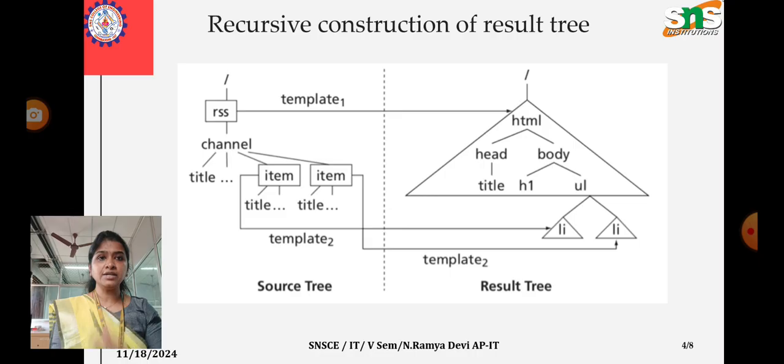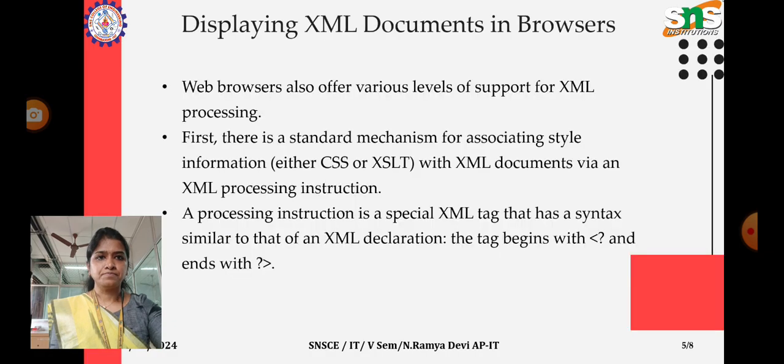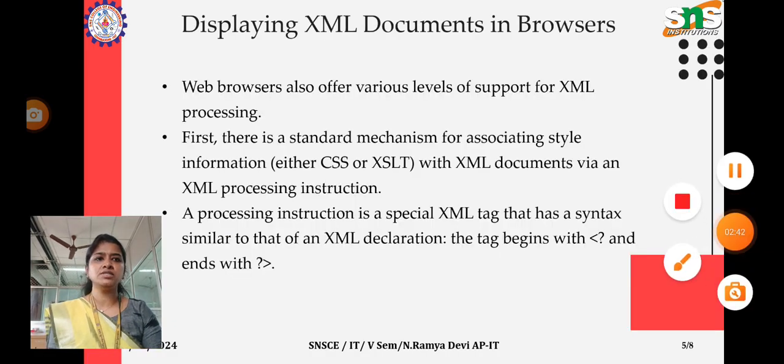So this is the recursive construction of a result tree. First we have an RSS channel, and then the title, item, and again the title has been stored; that is the source tree. The result tree would be HTML, which is divided into head and body, with the head having the title, and the body having H1 and UL, and in the UL we have the list. And this is displaying XML documents in browsers.